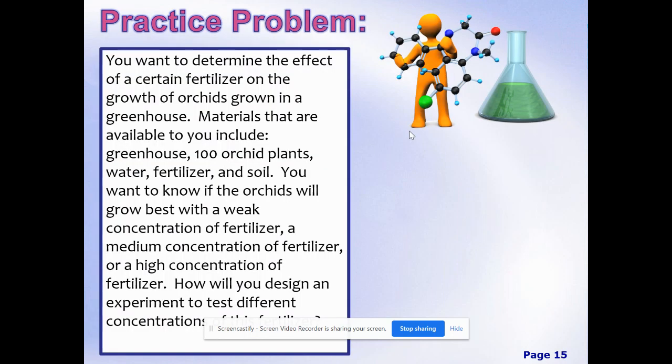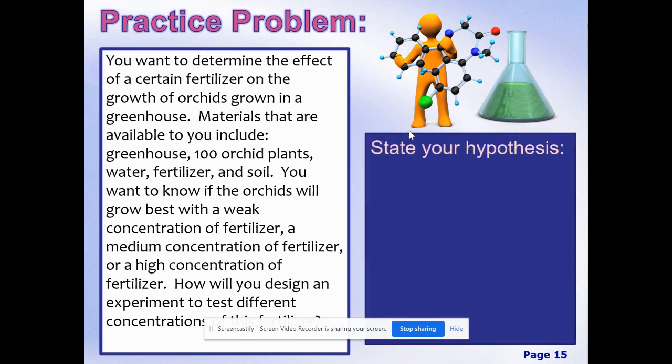All right, so we want to determine the effect of a certain fertilizer on the growth of orchids grown in a greenhouse. The materials that are available to you include a greenhouse, 100 orchid plants, water, fertilizer, and soil. You want to know if the orchids will grow best with a weak concentration of fertilizer, a medium concentration of fertilizer, or a high concentration. So today we're going to practice figuring out how to design an experiment to test the concentration of this fertilizer.